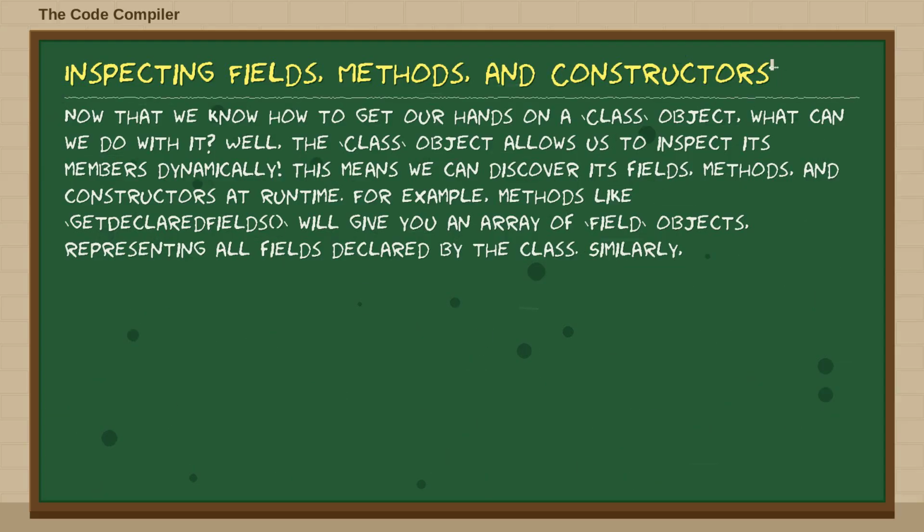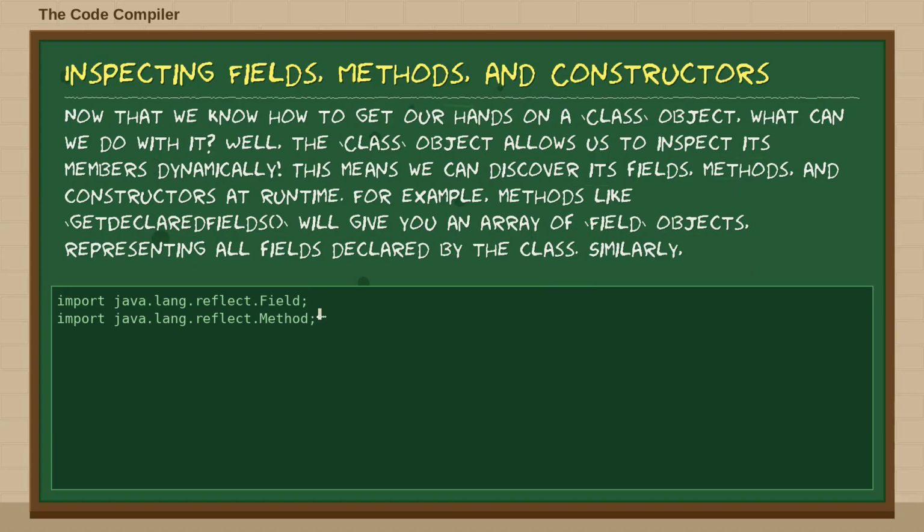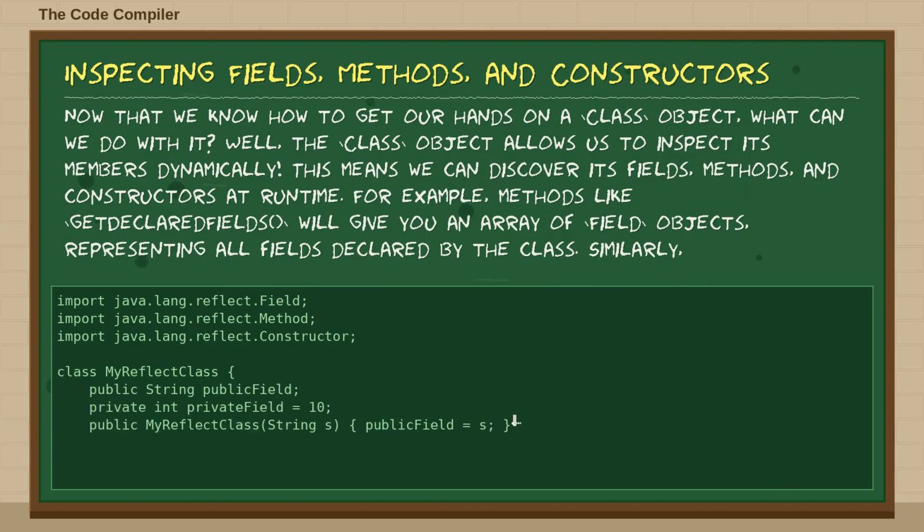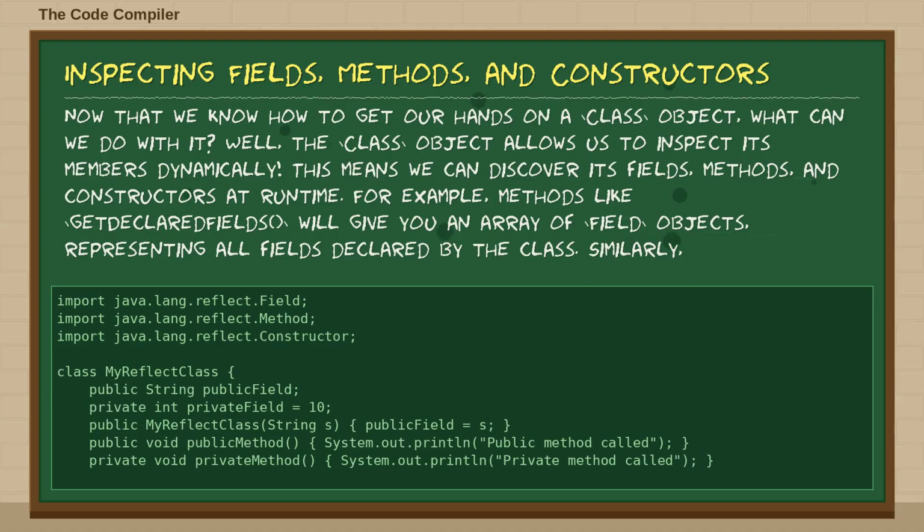It is important to remember the difference between get methods and getDeclared methods. The get methods typically return public members, including inherited ones, while getDeclared methods return all members declared directly by that specific class, regardless of their access modifier. Let us see this in a code snippet.